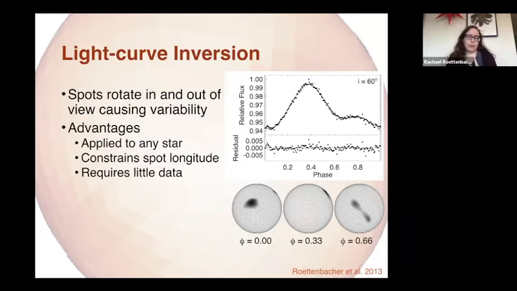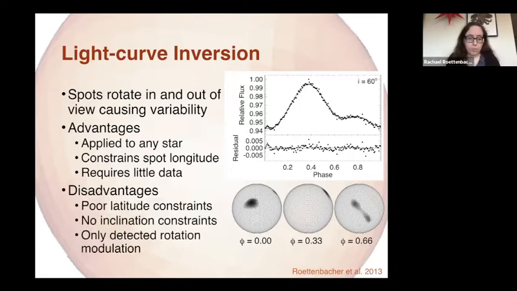So the great thing about this is that you can apply it to any star. If you have a light curve that shows rotational modulation, you can reconstruct a surface from that. We can constrain longitude pretty well, and it doesn't require too much data. Though I show it with a Kepler light curve here, we can do this with a much more sparse ground-based observation.